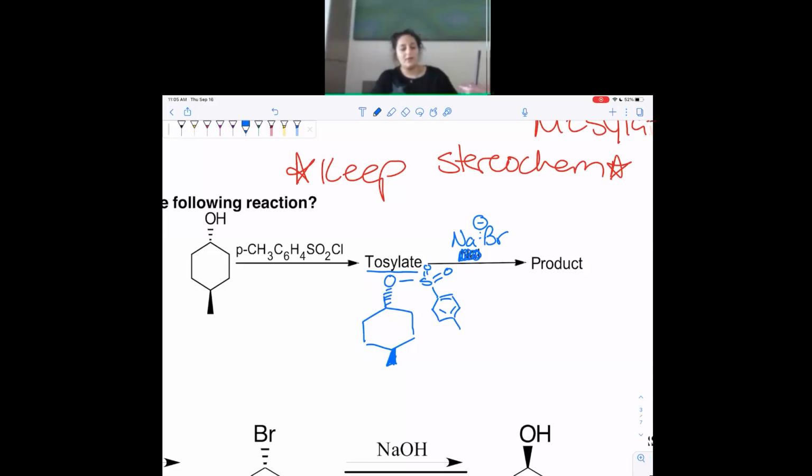At this point, we want to get our alcohol back, so we're going to react with NaBr. What kind of mechanism is that? In the simplest terms, come on, everybody, I know you know this. SN2, yes. This is an SN2 reaction. So the Br comes in and kicks off the leaving group, and we know that we have to do what to the stereochemistry? Change it. We have to flip it.